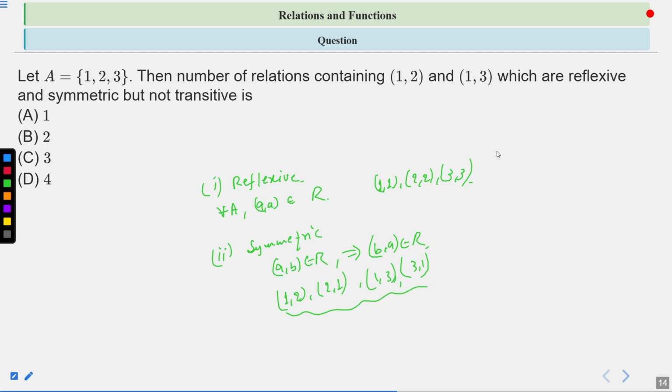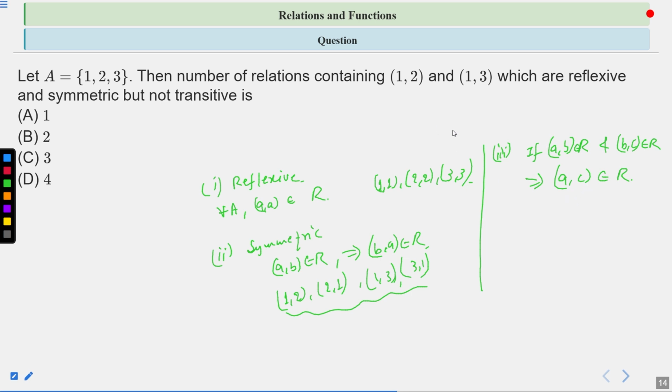Now for a transitive relation, the condition is: if (a, b) belongs to R and (b, c) belongs to R, then (a, c) must belong to R, right? (a, c) must belong to R for the relation to be transitive.